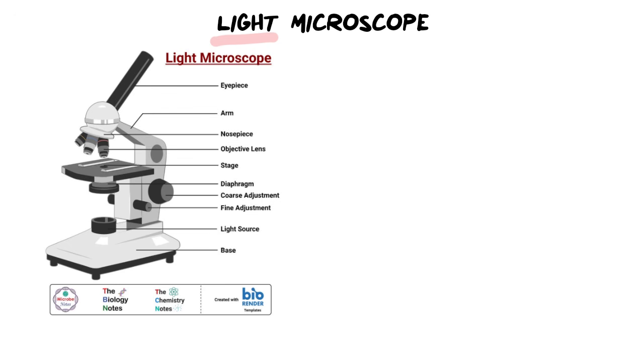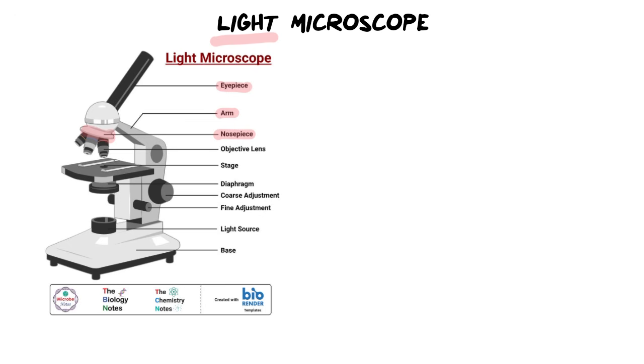So let's run through the main labels that we see here. First of all, we have the eyepiece at the top. This is the bit that you look through. So you're going to look down this tube. Then we have the arm, which just holds up all of the lenses in the eyepiece. We have the nose piece, which refers to this bit over here. And the nose piece actually rotates.